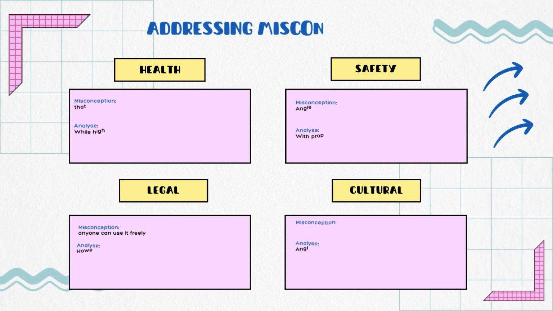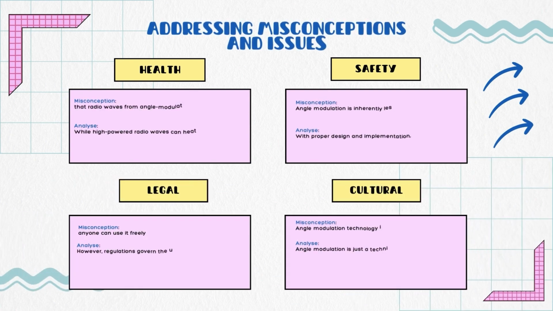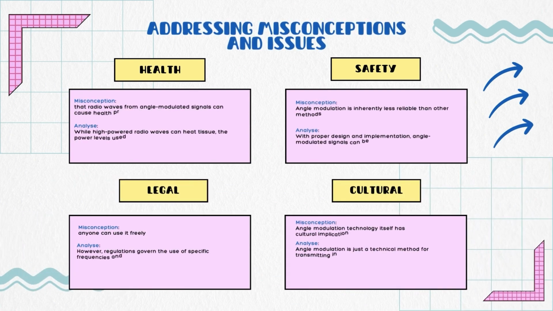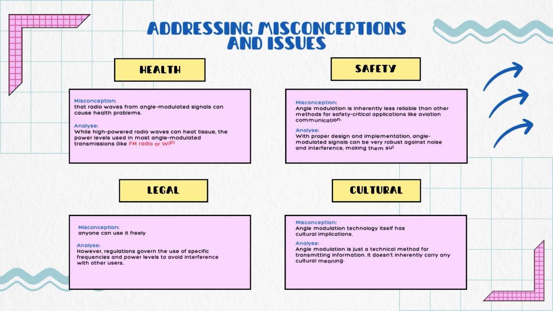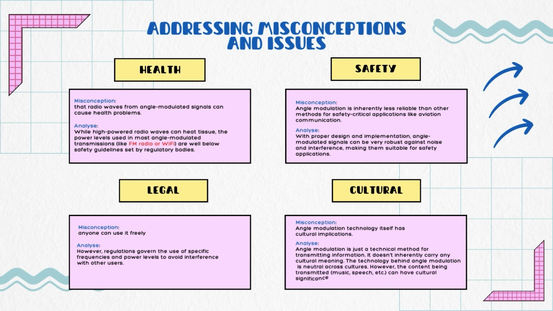Okay, now we move to addressing misconceptions and issues. For health, some people misunderstood that radio waves from angle modulated signals can cause health problems. While high power radio waves can heat tissue, the power levels used in most angle modulated transmissions like FM radio or Wi-Fi are well below safety guidelines set by regulatory bodies.